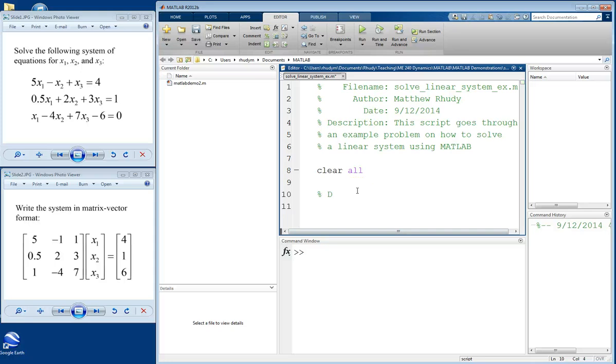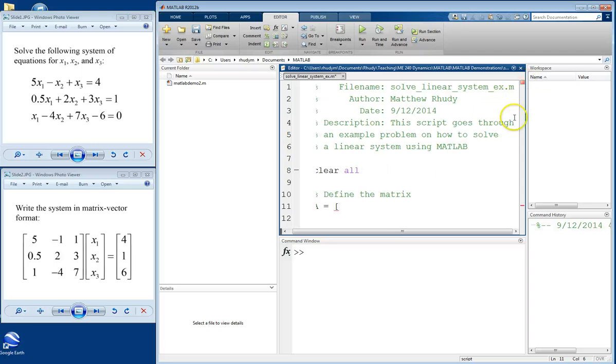So first, I'm starting with a nice header here and the clear all statement. That's how we should start all of our script files. And now I'm going to get into what the code's going to do. So I want to define the matrix. So I'll call that A.